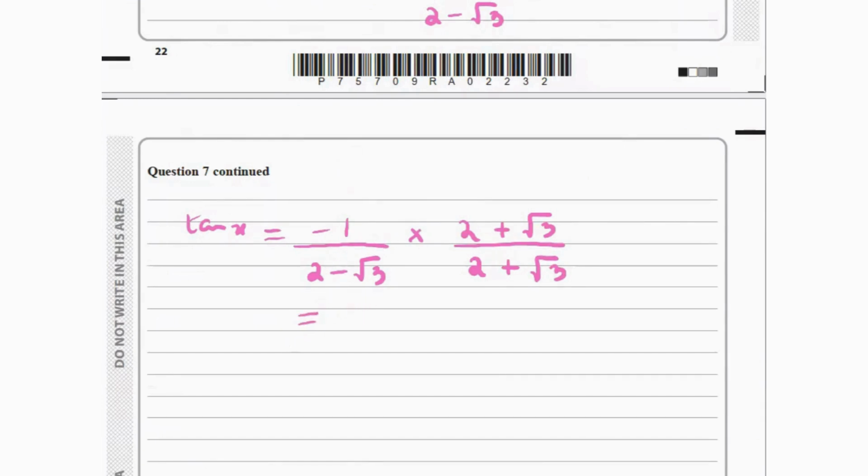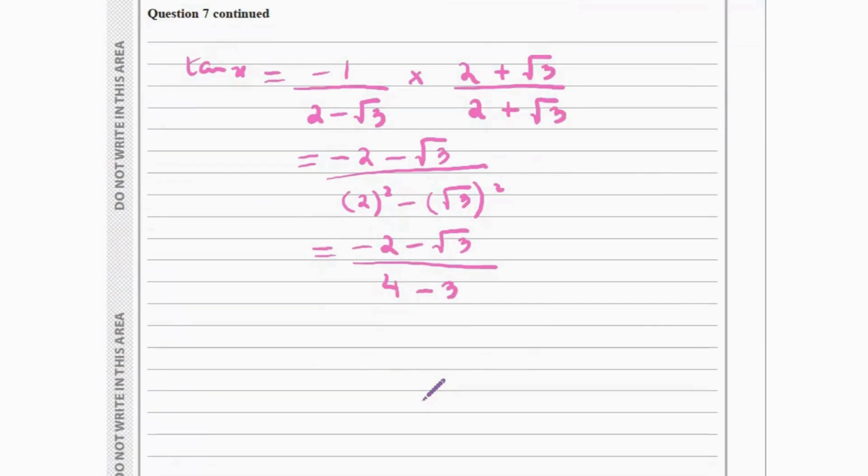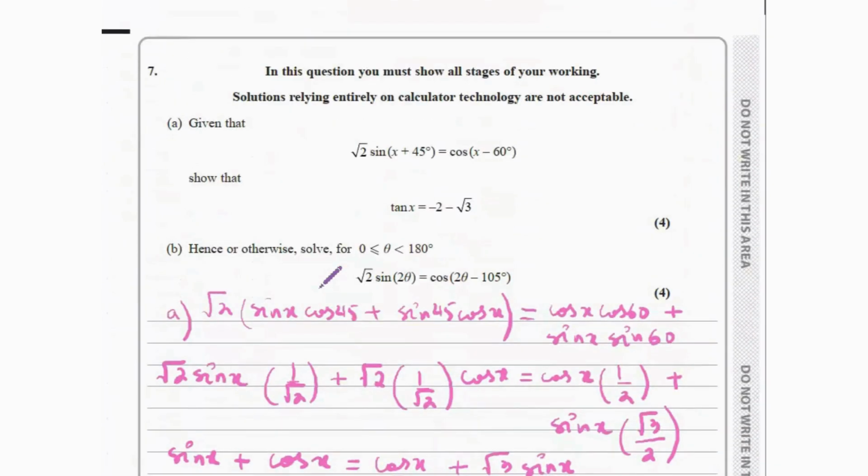That's going to be minus 2 minus root 3 over 2 squared minus root 3 squared, which is minus 2 minus root 3 over 4 minus 3, which is 1. So your tan x is equal to negative 2 minus root 3, which is also what's given in the question.